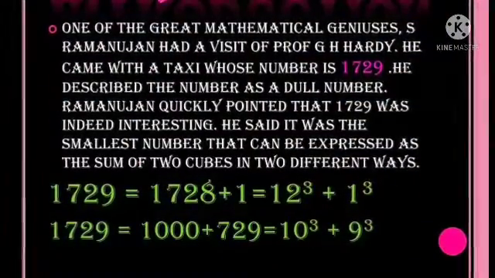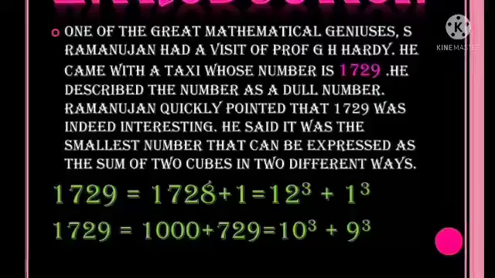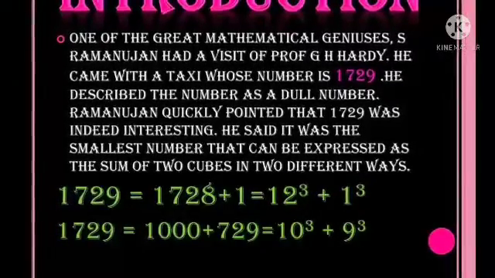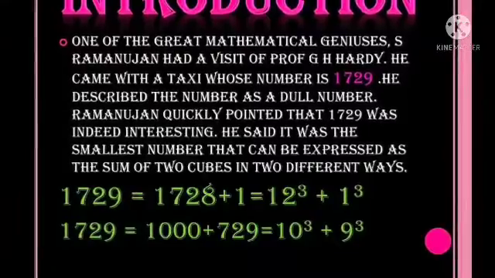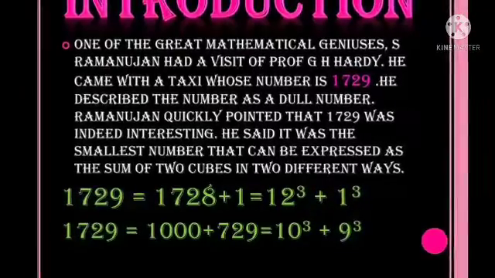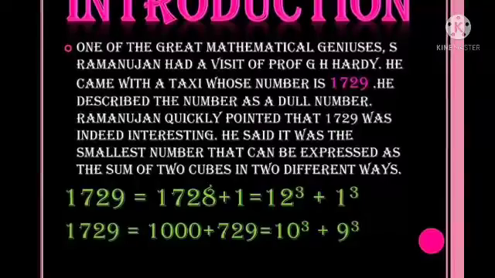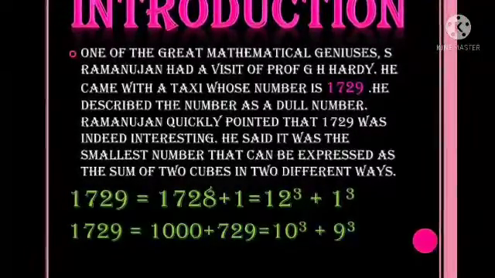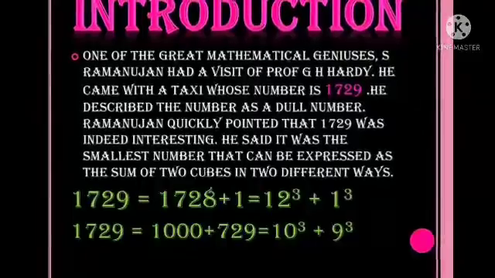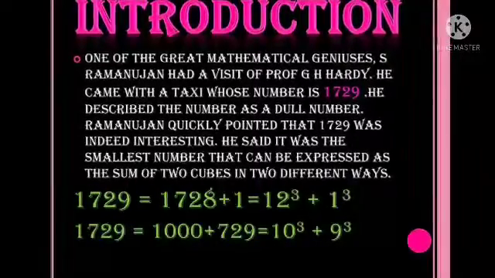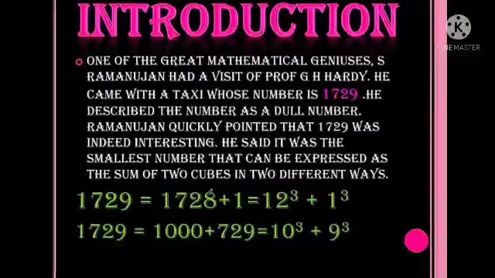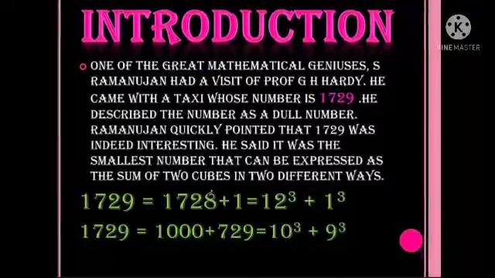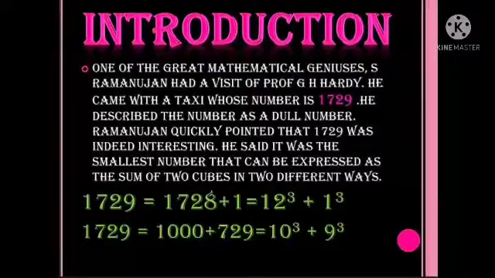One of the great mathematical geniuses, Ramanujan, had a visit to Professor G.H. Hardy. He came with a taxi whose number is 1729. He described the number as a dull number. Ramanujan quickly pointed out that 1729 was indeed interesting. He said it was the smallest number that can be expressed as the sum of two cubes in two different ways. Here, look at the example.